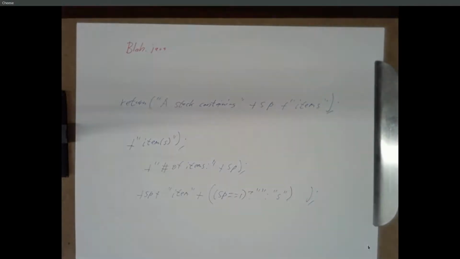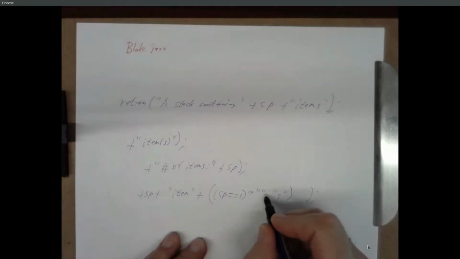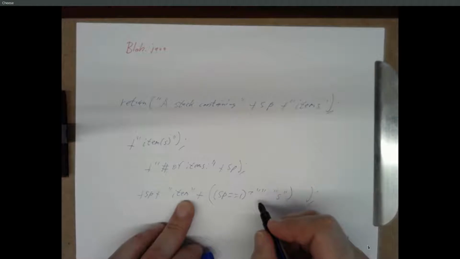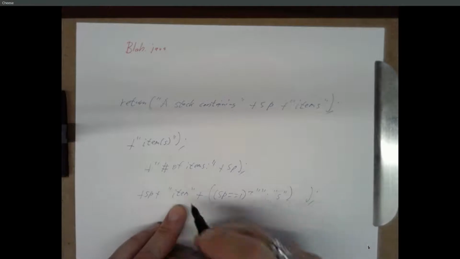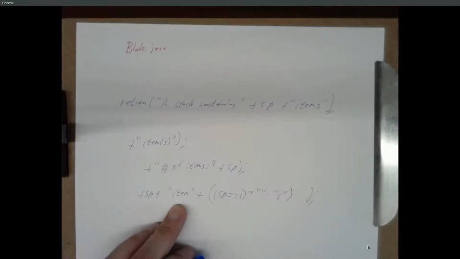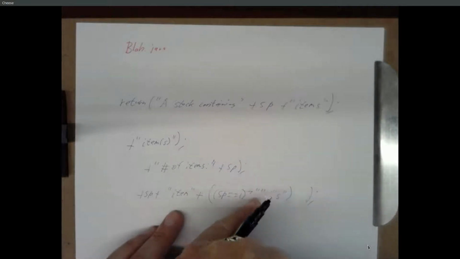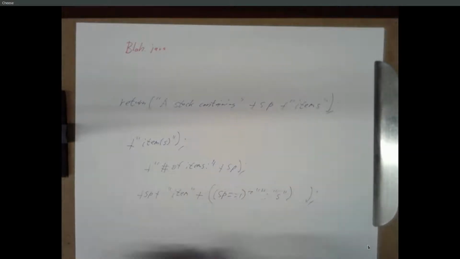We could use this ternary operator and say if SP is equal to 1, concatenate an empty string to the end of item, so it'll just say item. Otherwise, if SP is not equal to 1, concatenate an S to the end of item, so then it'll say items. And that's the excuse for a ternary operator that Kernighan and Ritchie give in their original text on C, and it's still one of the nicer uses of it. So there's a single line way to return a string that says a stack containing some number, item, or items, 1 item, 2 items.